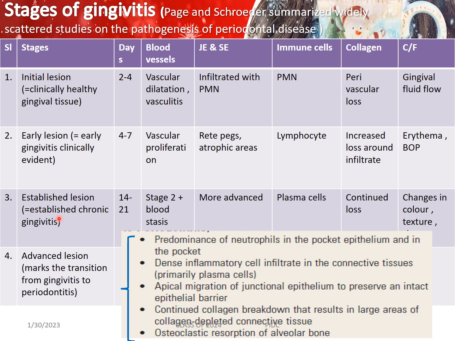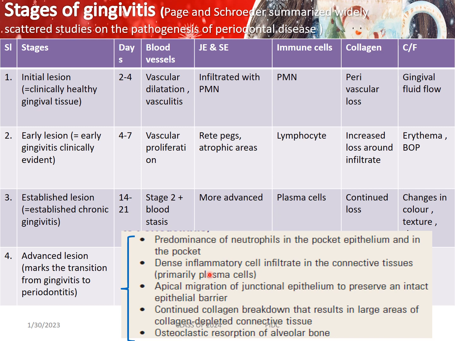So coming on to the next stage, there is the advanced lesion. This marks the transition of the disease from gingivitis to periodontitis, which means that from a reversible state it is going into an irreversible state. So at least at this point the patients have to come to us to take proper care. Here it is found that there is a predominance of neutrophils in the pocket epithelium and the pocket.